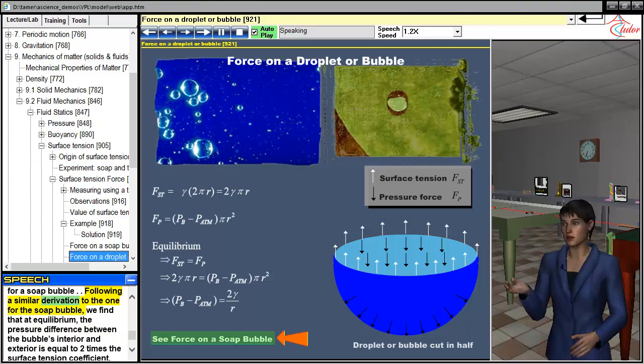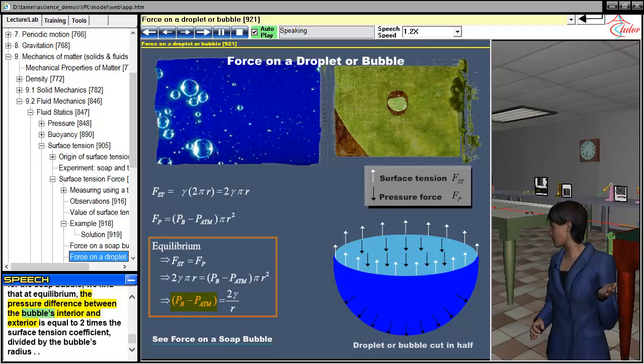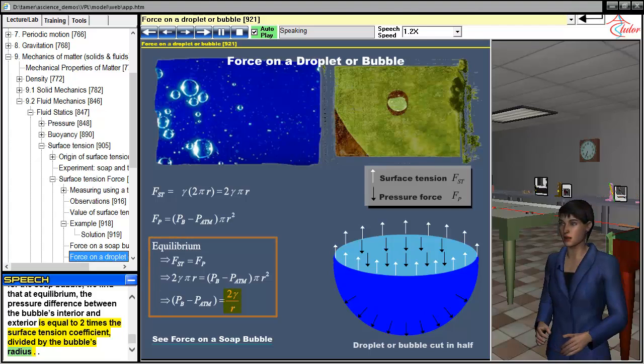Following a similar derivation to the one for the soap bubble, we find that at equilibrium, the pressure difference between the bubble's interior and exterior is equal to 2 times the surface tension coefficient divided by the bubble's radius.